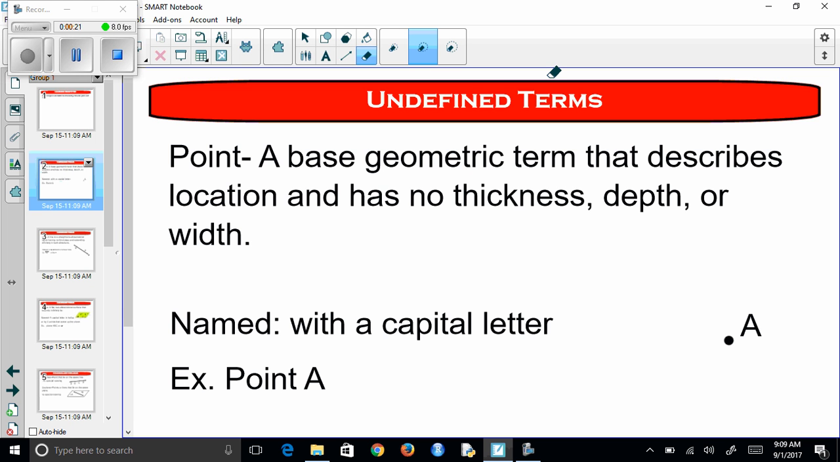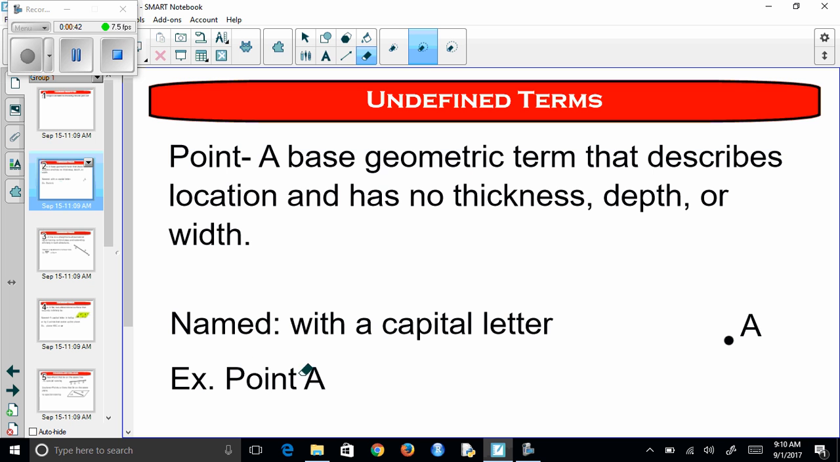Undefined terms are used as a building block for building the whole course of geometry. So they're things that we are just starting out with. Our first one is point. A point is a base geometric term that describes a location and has no thickness, depth, or width. Every point we're going to name with a capital letter.